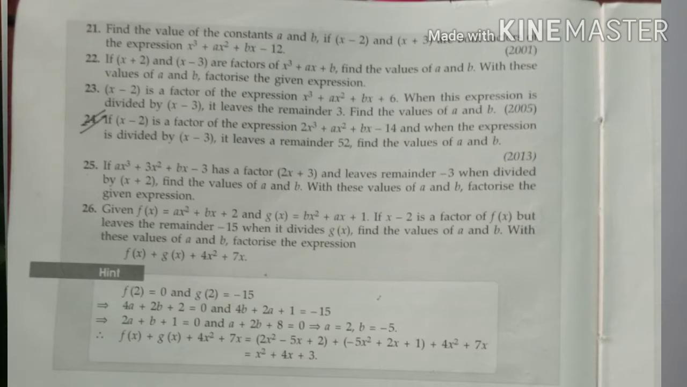Next sum. In my book it is 25. The question is, if ax cube plus 3x square plus bx minus 3 has a factor 2x plus 3 and leaves remainder minus 3 when divided by x plus 2. Find the values of a and b.